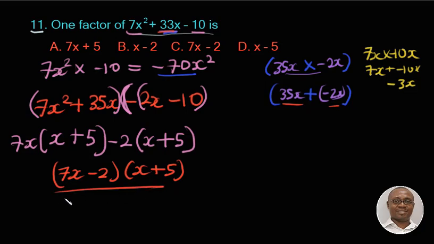So these are the two factors of the quadratic expression, and we can see that answer option C is the one that has 7x − 2. So this is the correct answer.